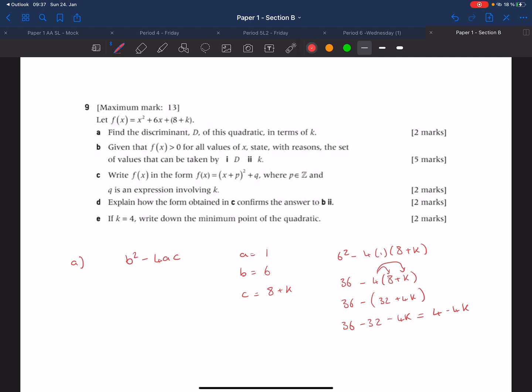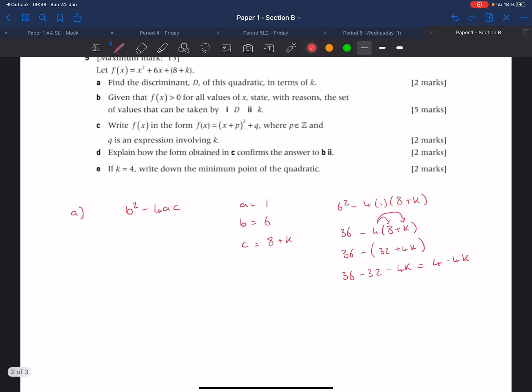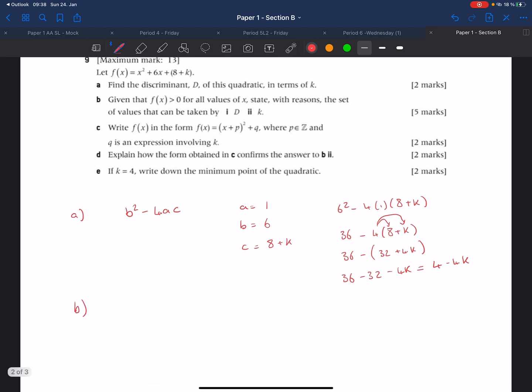The next thing it tells us is that our function is always greater than 0 for all values of x. State with reasons the set of values that can be taken by the discriminant and by k. Now let's just sketch that so we can see what it looks like. My function is a quadratic where the coefficient on x squared is positive. So that means it's making a smiley face, it's a U-shaped quadratic, and it's a U-shaped quadratic that is always greater than 0. So our function is going to look something like that.